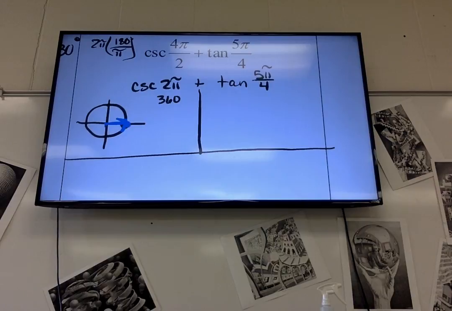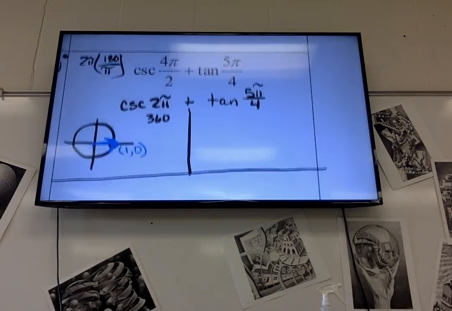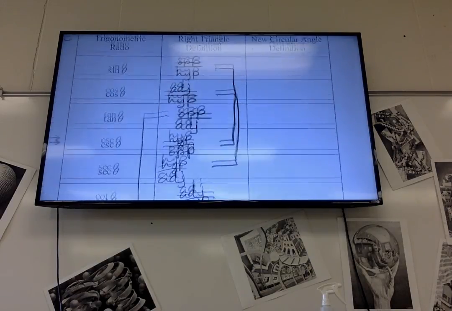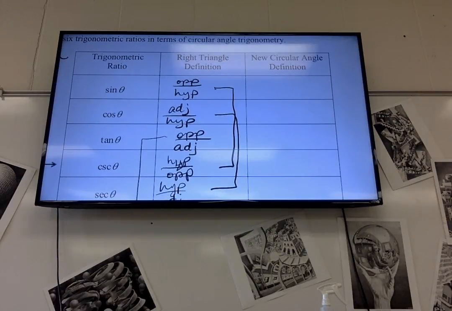So on a unit circle, what's that point? To the right. Think about it. It's unit. You're going to the right 1. And then you don't go up or down at all. So it's 1, 0. All right. Now, we don't have opposite, hypotenuse, all that stuff. So that's when I also said, oh, I'm going to go back up and go over this stuff up here.